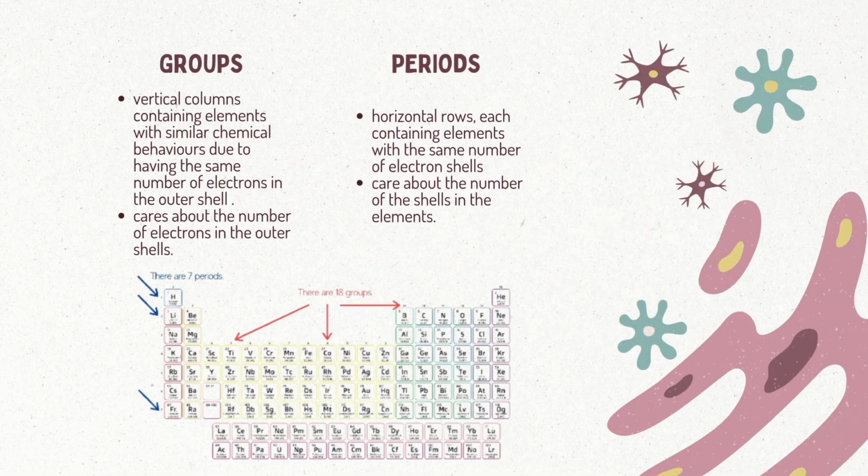Groups and periods. Groups in the periodic table are the vertical columns containing elements with similar chemical behaviors due to having the same number of electrons in the outer shell. So groups care about the number of electrons in the outer shell. There are 18 groups in the periodic table. Periods are horizontal rows, each containing elements with the same number of electron shells. So periods care about the number of shells in the elements. And we only have 7 periods in the periodic table.